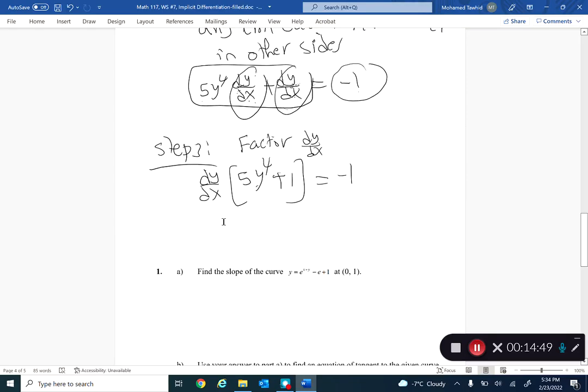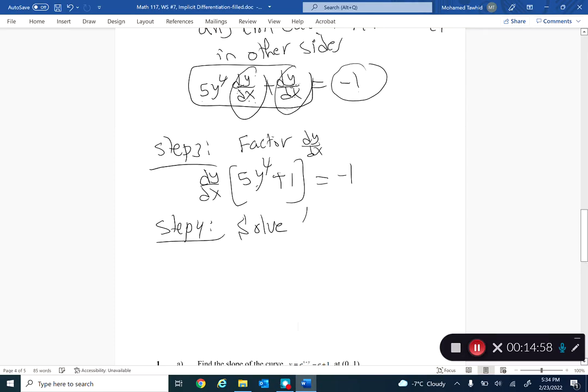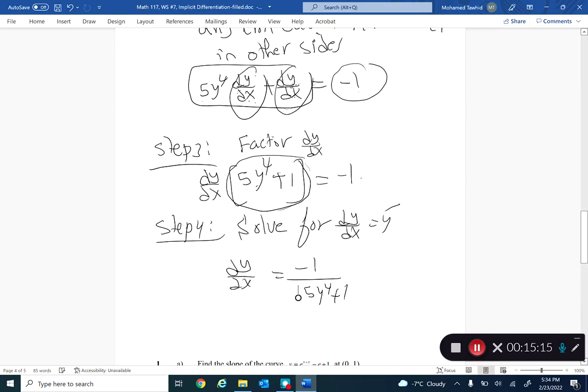And then, what is the last step? Last step here, step number 4, is just solve for dy by dx, or y prime. How to solve for y prime? Then you have to divide by this coefficient, the bracket here. So you get dy by dx equal to -1 divided by 5y to the power 4 plus 1. Right? That is our derivative.